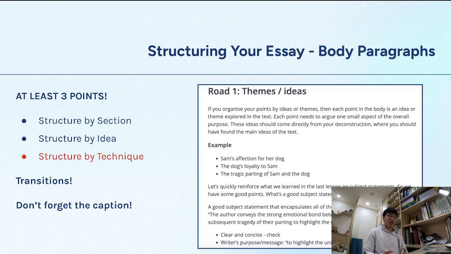And especially for photographs, I think it's best to structure by idea because it's difficult to structure by section of a photograph because it's just one thing that you see. You know, there's no stanzas or paragraphs or act one, act two, act three. And you want at least three points, three body paragraphs that convey your ideas that are connected to each other. And by the way, these screenshots are from LitLearn, and I'll link it in the description below.